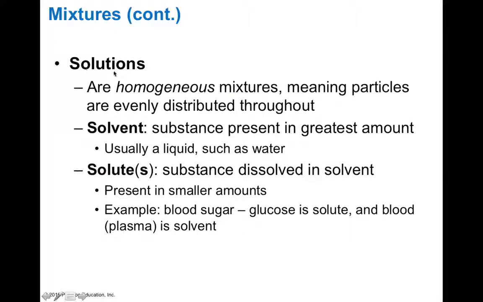Now, solutions are a homogeneous mixture where you have an equal and evenly distributed mixture of solvent and solutes. The solvent is the substance that's present in greatest amount, usually a liquid like water, and a solute is a substance that's dissolved within that solvent, so typically present in smaller amounts. An example of this is blood sugar, where glucose would be the solute. But blood plasma, which is mostly water, would be the solvent that dissolves that blood glucose.